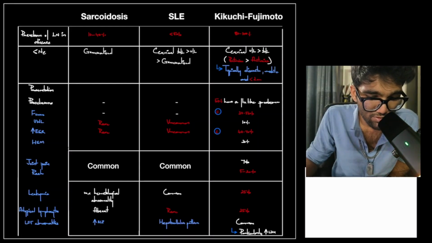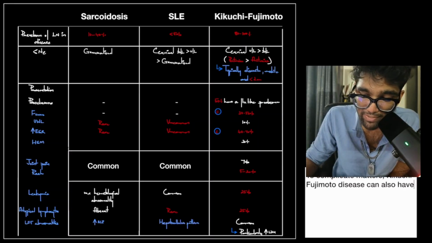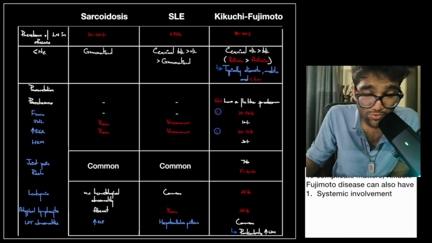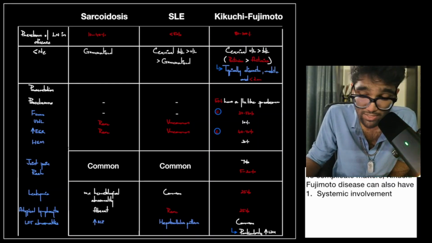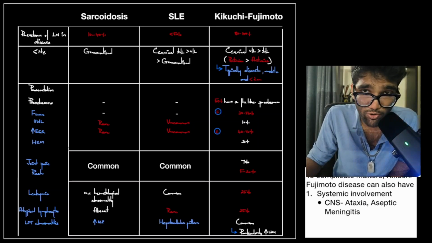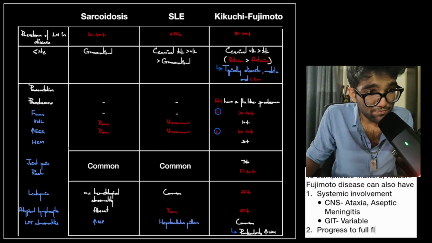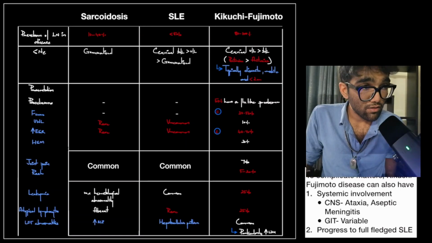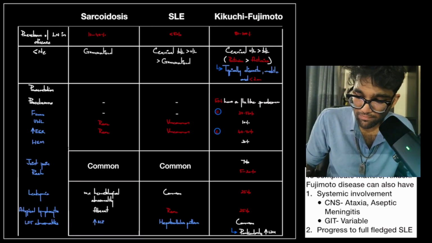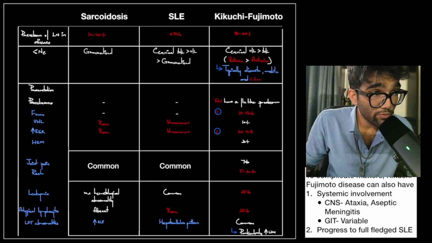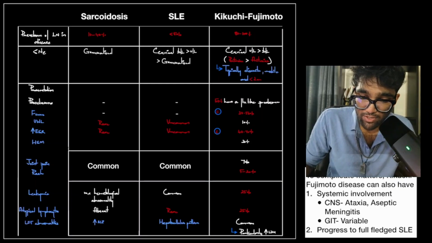The odd thing, which I'm going to discuss in the next slide, was the patient's demographic profile. Now, just to get it out there, Kikuchi Fujimoto can have systemic manifestations, particularly CNS involvement in the form of ataxia and aseptic meningitis. Ataxia is relatively uncommon in SLE. There can be GI involvement, and that can take any form. It is a variable presentation. And to complicate matters, Kikuchi Fujimoto can also progress to full-fledged SLE. So as you can see, it can cause clinical confusion.